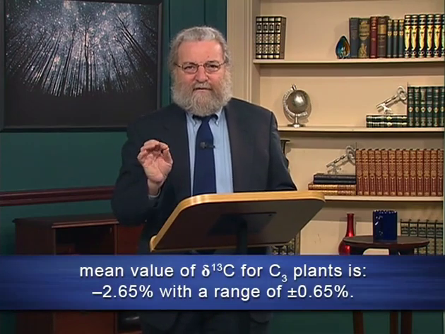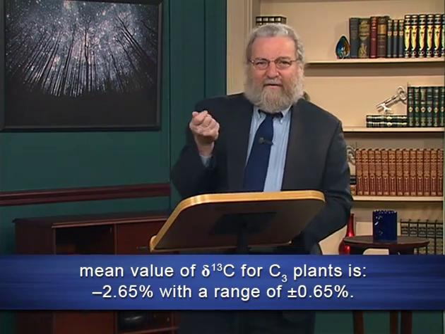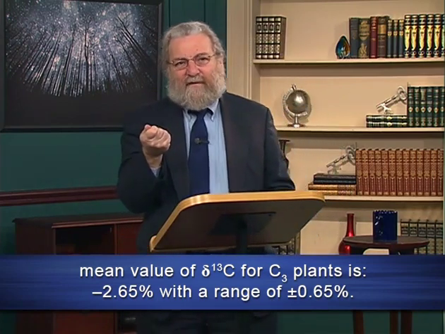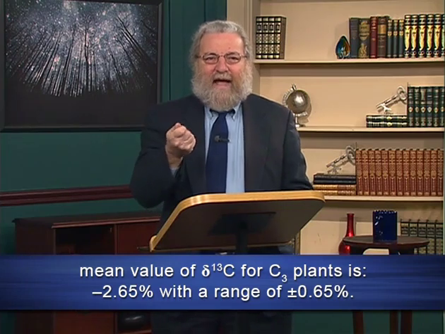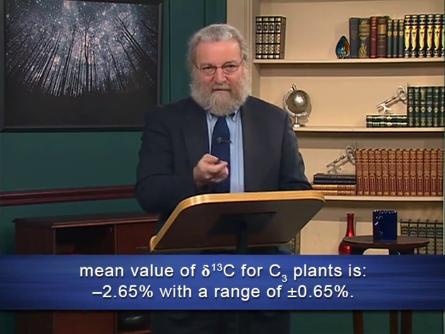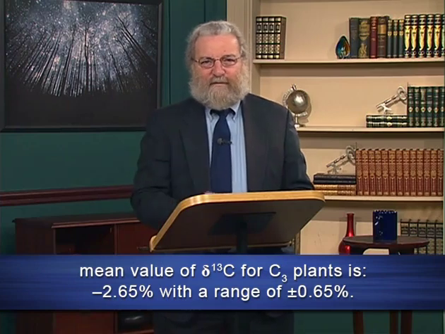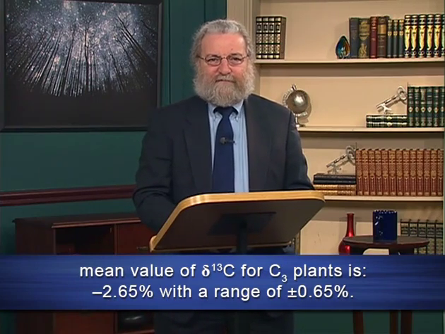Whereas in C4, it's a little less picky because you have to wait around until you've got 4 carbon atoms all aligned to join up in the initial chain. The mean value of delta 13C for C3 plants is minus 2.65%. Again, these plants draw in air that's got a delta 13C value of minus 0.7%, and discriminate against the carbon-13 such that by the time the cellulose is formed, the value is minus 2.65%. The range for all C3 plants is about 0.6%.